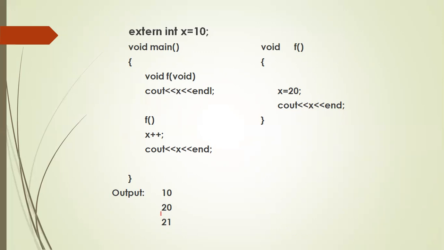After that, I will quit the function f, and the control returns to the main function. There again, x plus plus, because x is a global variable. Main can change the value, and f can also change the value. After the x plus plus, since the function f has already changed the value of x to 20, x plus plus means x becomes now 21. Then see out x, it will be 21.